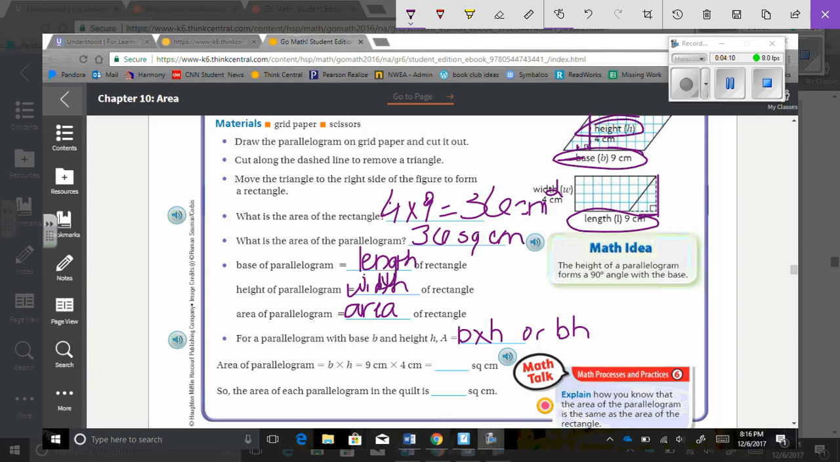So the area of a parallelogram equals B times H, base times height, equals 9 centimeters times 4 centimeters, which equals 36 square centimeters. So the area of each parallelogram is 36 square centimeters.